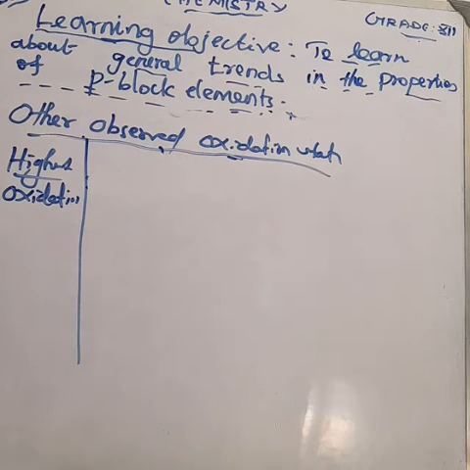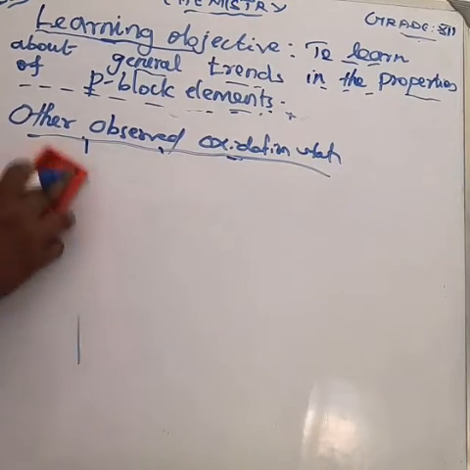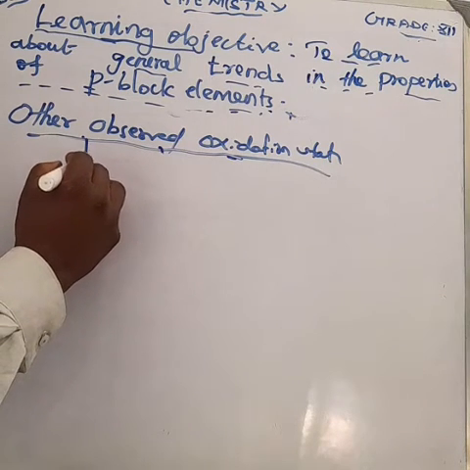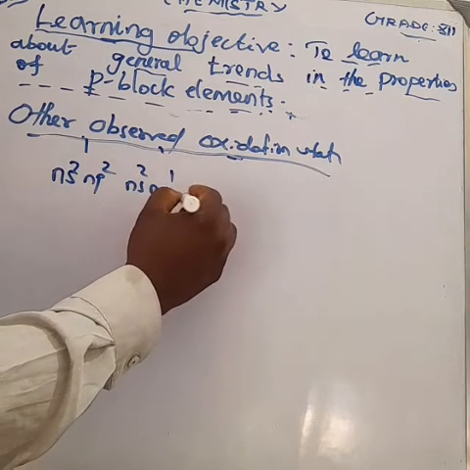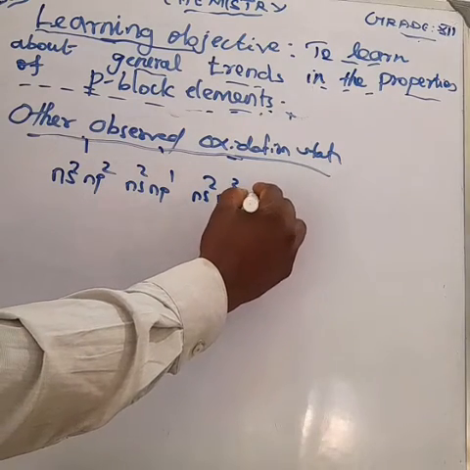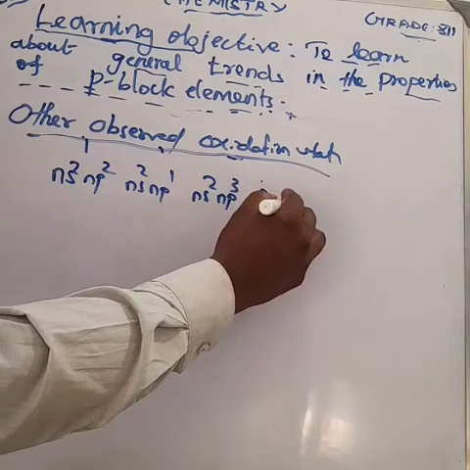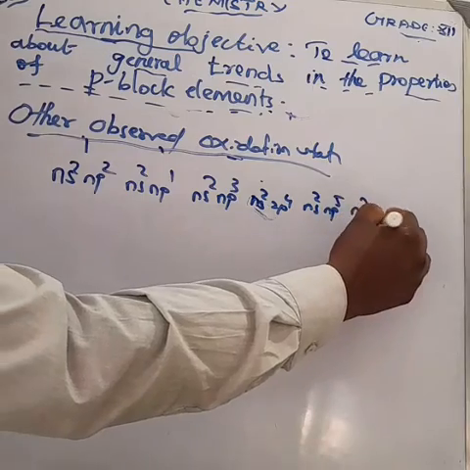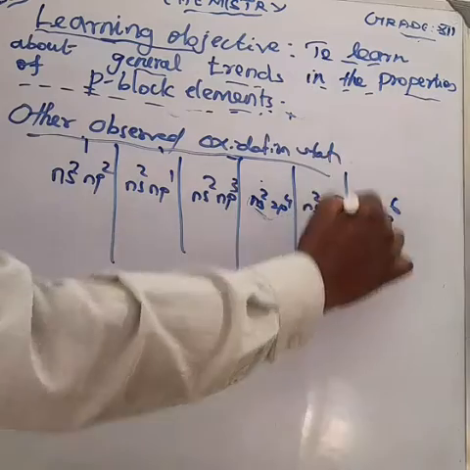Next, the general electronic configuration. Previously I told you ns2 np1 for the 13th group, am I right? What about the 14th group? ns2 np2. The 15th group? ns2 np3. The 16th group? ns2 np4. The 17th group? ns2 np5. And the last one, ns2 np6. These are the general electronic configurations.